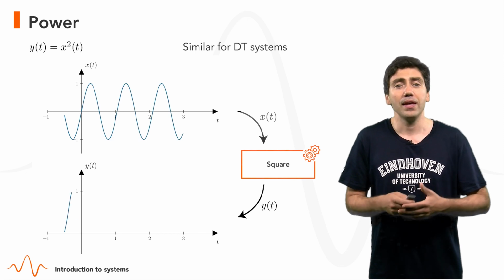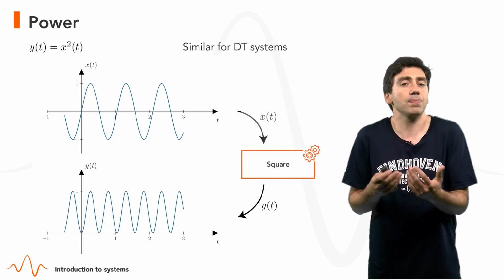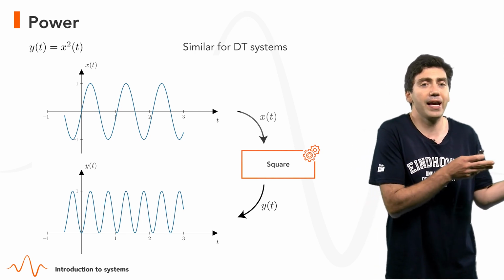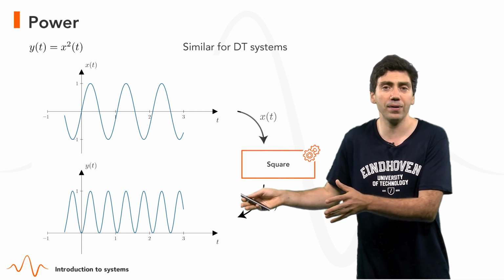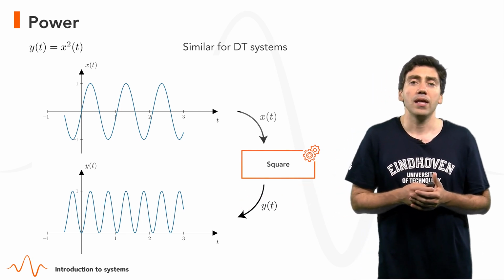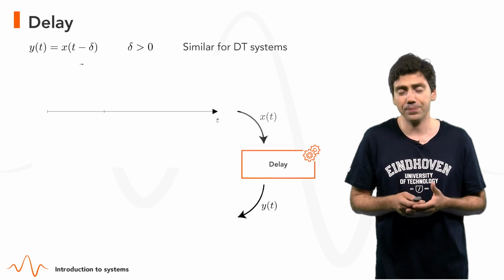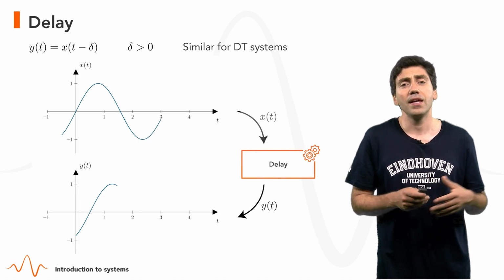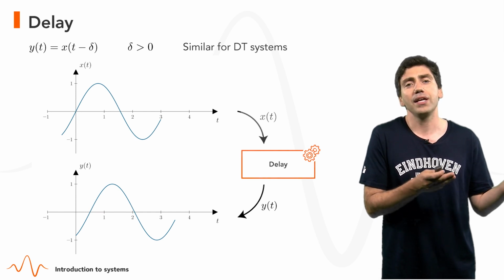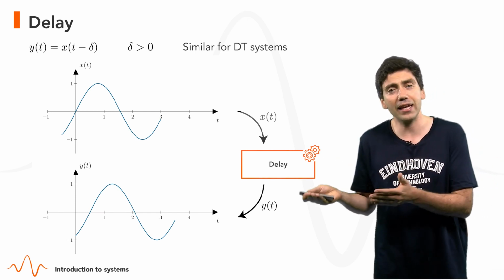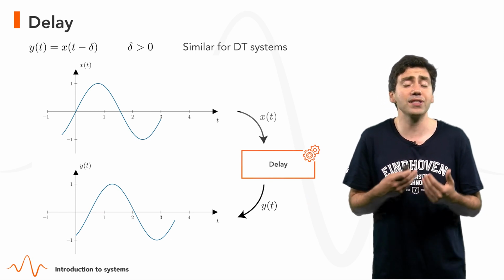The power. It's a more mathematical system. It's a mathematical operation, which is the power. So if you have an input signal x of t, we can make the output x squared of t, and we call the output y. Delay. If you have an input signal x of t, we can shift it to the right and we obtain a delayed signal. Delay can model several things, for instance, a communication delay.